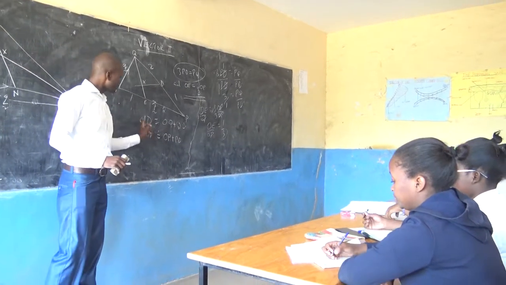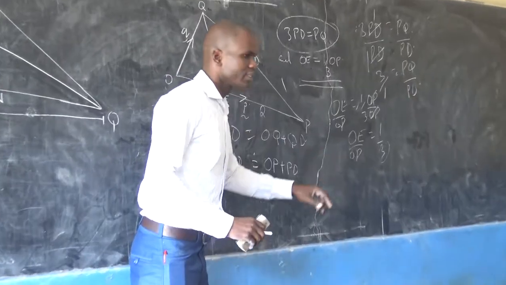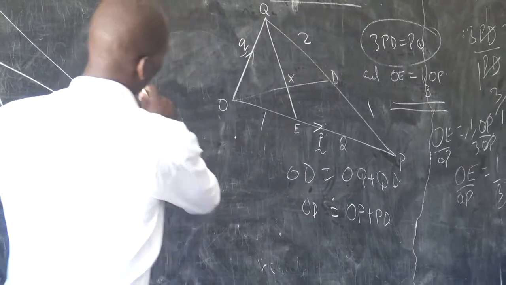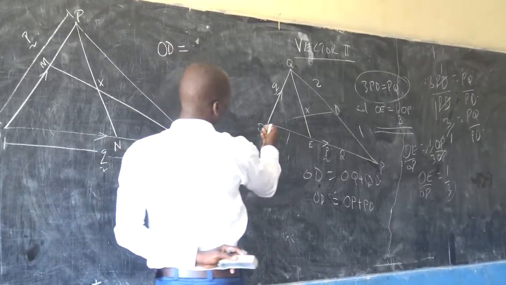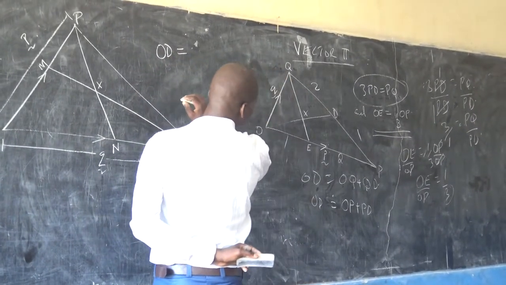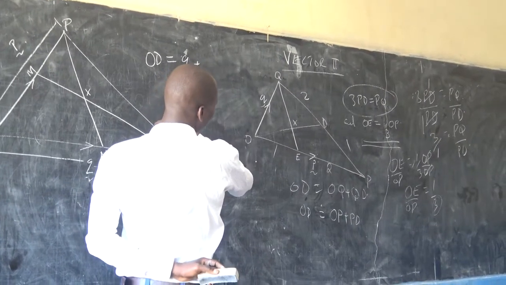Now we want OD. And OD we have said is given by OQ plus QD. So that one we are going to have OD equals to, what is OQ? OQ is q plus QD.